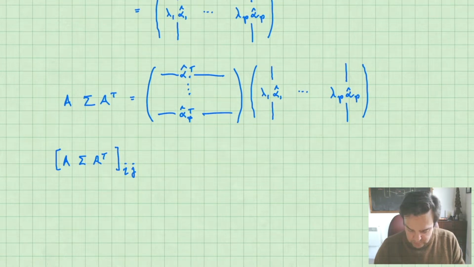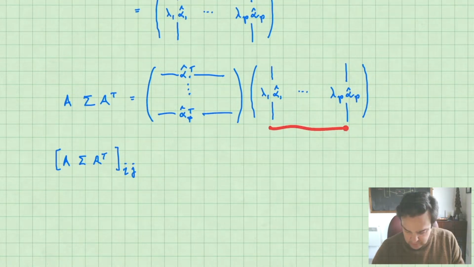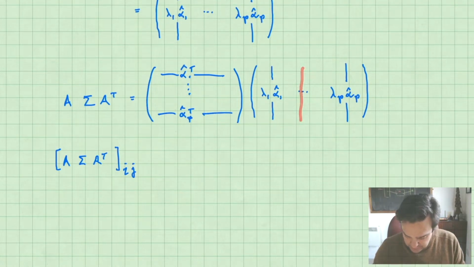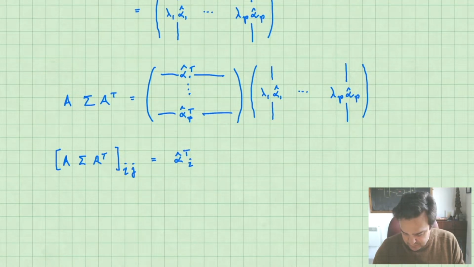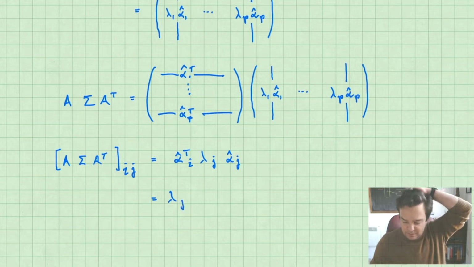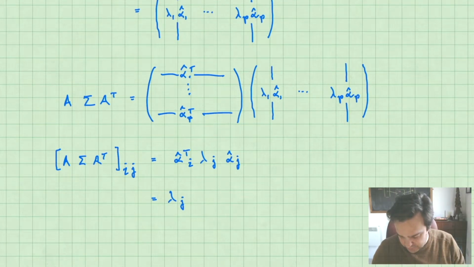So among these different rows, I take row i, and among these different columns, I take column j. And so what I get is alpha hat transposed i, then lambda j, alpha hat j. And of course the lambda is just a scalar, so it can be moved out to the left. So I've got lambda j, and then what I have here is a dot product, right? So I have alpha hat i dotted with alpha hat j.